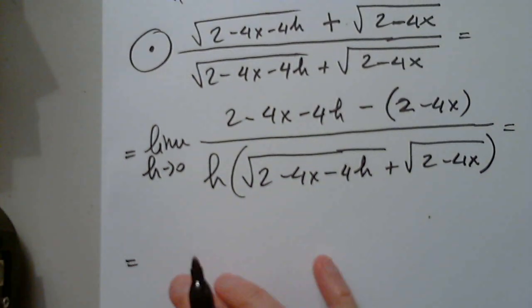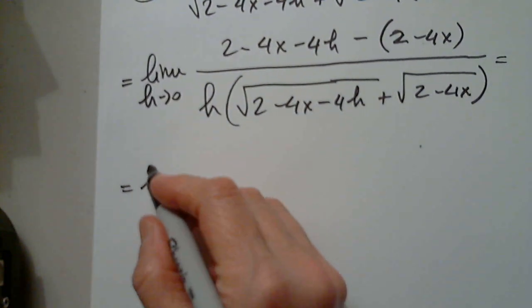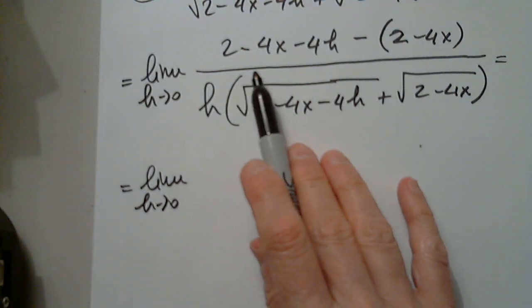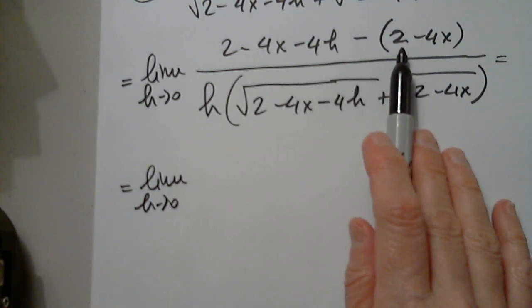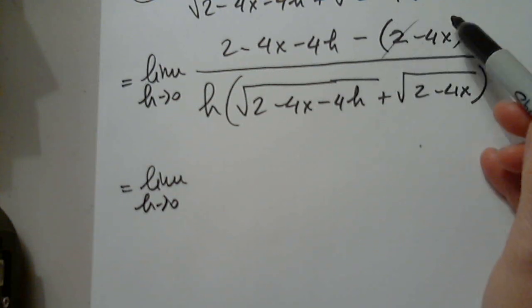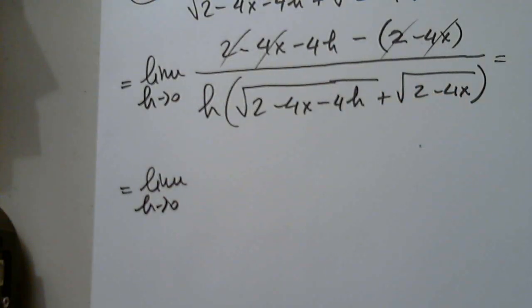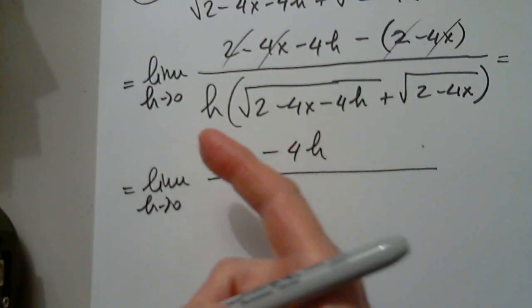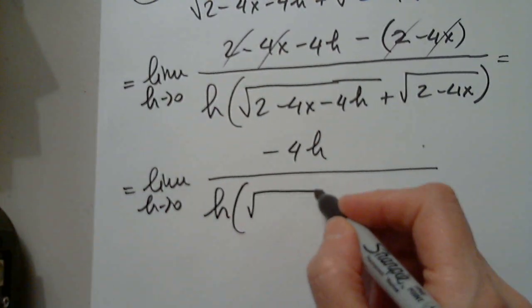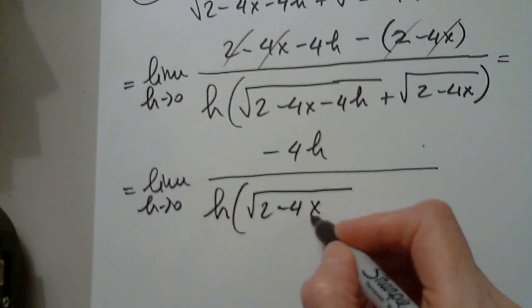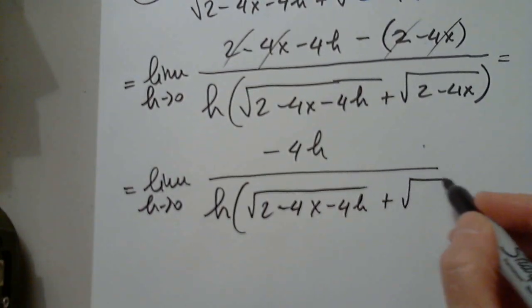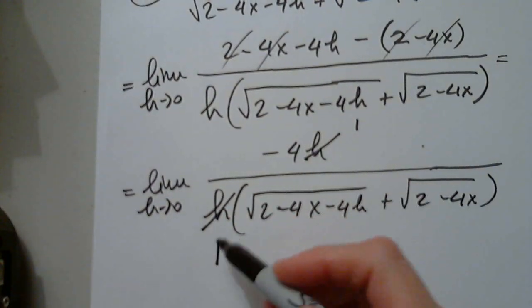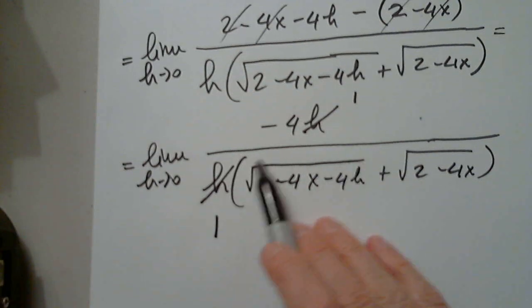Do not drop the limit operator. We have not applied it yet. Limit as h approaches 0. 2 minus 4x and minus 2 and plus 4x, they will go away. The numerator is only -4h. The denominator has an h, and the square root of 2 minus 4x minus 4h plus the square root of 2 minus 4x. Of course, that's the culprit. That's what creates 0 over 0.